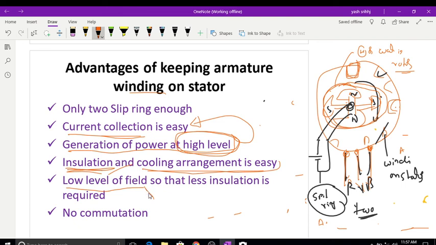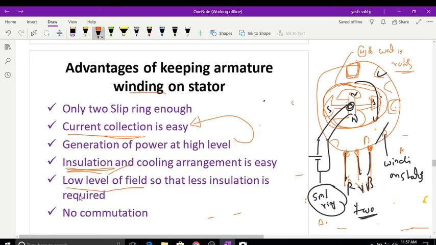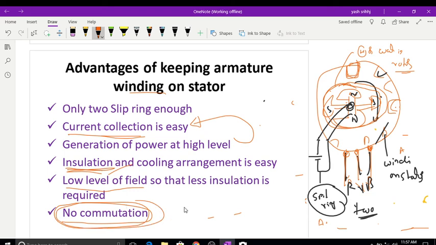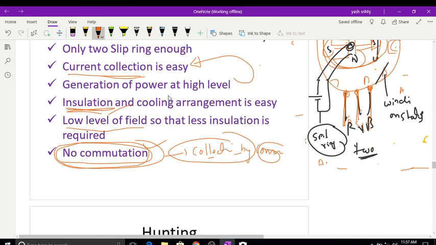Next one is a low level of field. The field supply is less, so the insulation required is also very low. That is another important point. And the last one is no commutation. No commutator is required, because we are not collecting current by a commutator; directly the current is collected from the stator winding. These are the advantages of placing the armature winding on the stator.